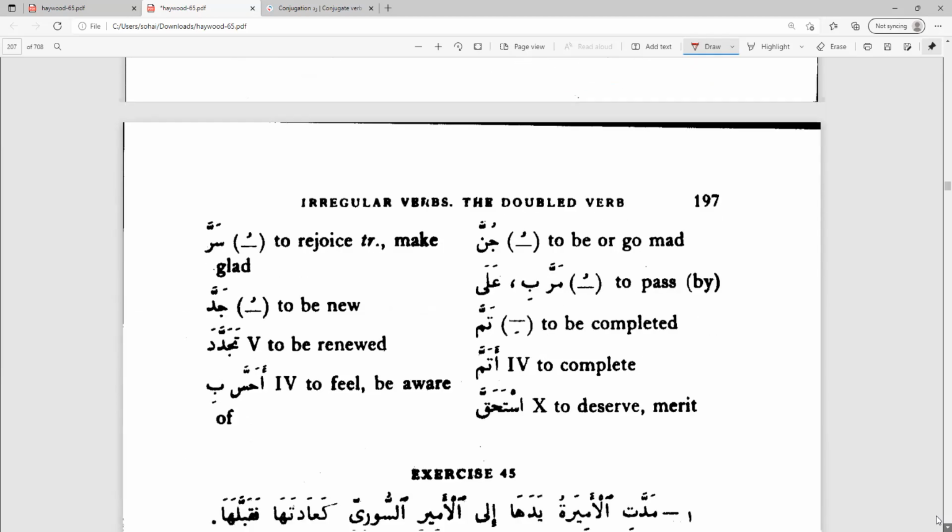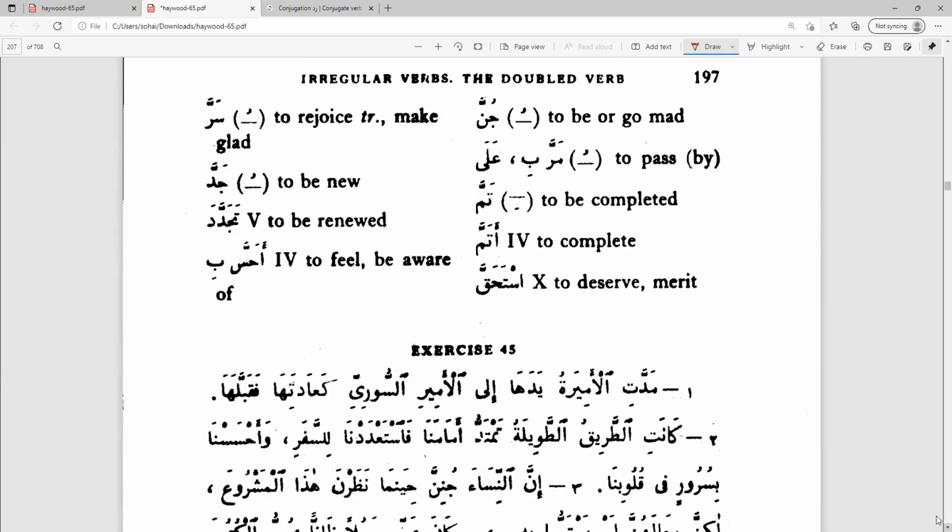Darra, to compel. Sarra yasurru, to rejoice. And again, it's transitive, make glad. Jadda yajuddu, to be new. This is linked with jadidun, the same root letters. Tajaddada, to be renewed. Ahassa bi, to feel, be aware of. Janna yujunnu, I believe, to be or go mad. Marra bi, ala. When you use this, it means to pass by. And when it gives you root letters, it means you should use it with these root letters. Tamma yatimmu, to be completed.